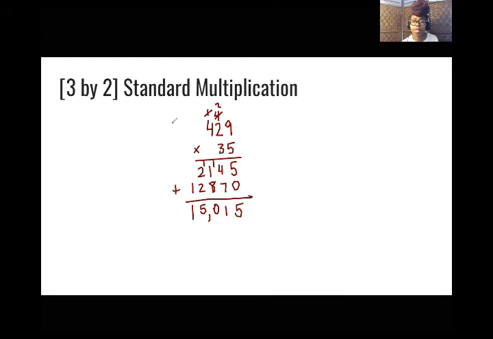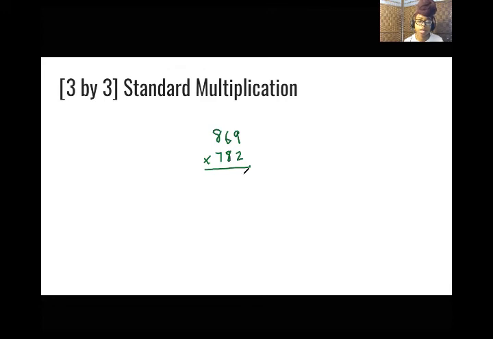I'm gonna go to a 3 by 3. So we're going to do 869 times 782. Okay, so we start in the ones place. We have 3 digits in our multiplier this time. So we're starting in the ones place.